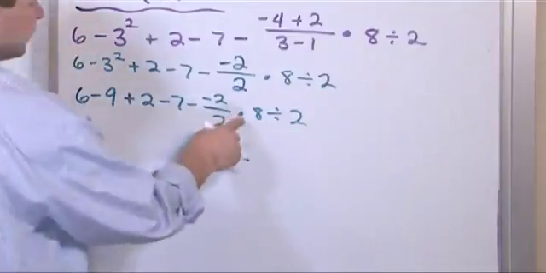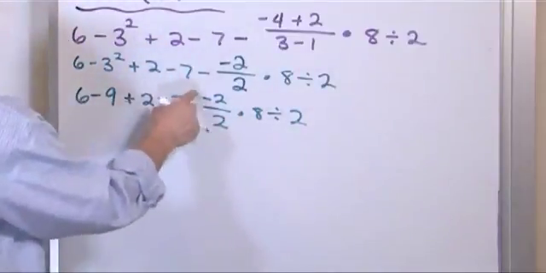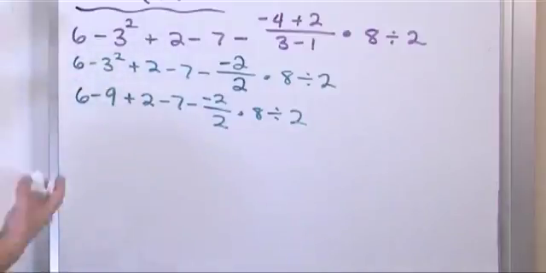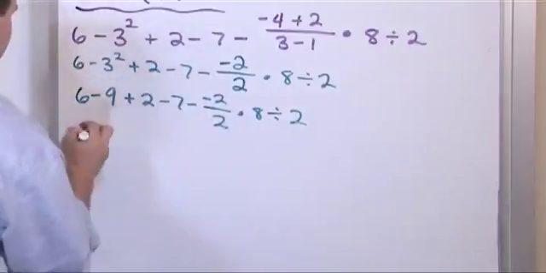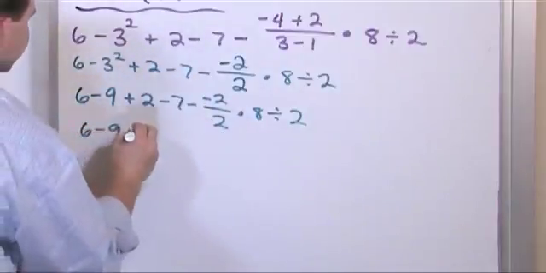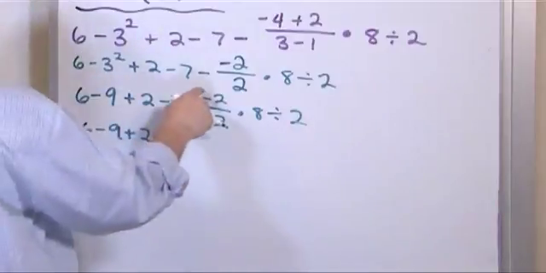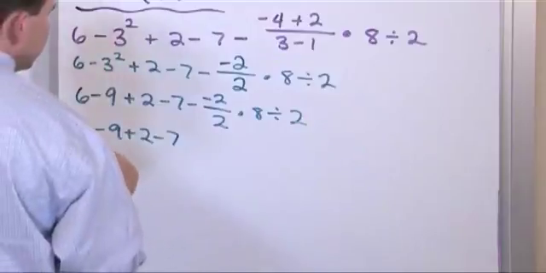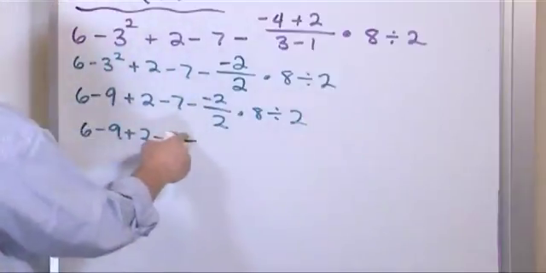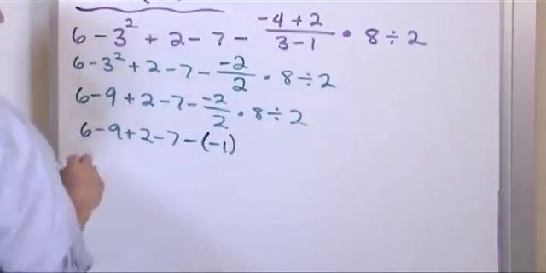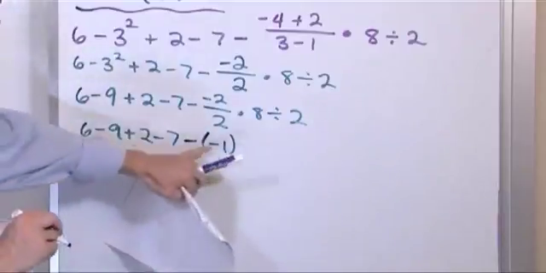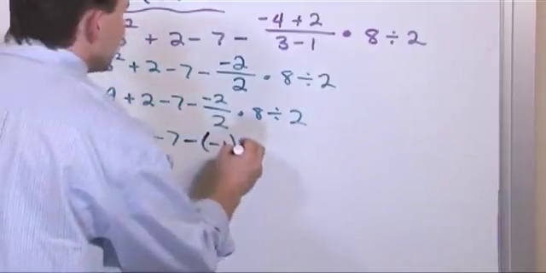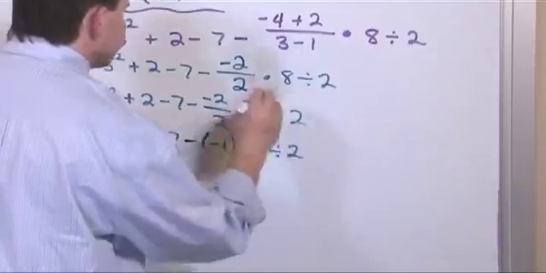But here we have multiplication and division, but don't forget that this fraction is really division also. So if we're going to work left to right, we need to start here. 6 minus 9 plus 2 minus 7. Negative 2 divided by 2 is negative 1. So we have this negative from here, negative 1. Let's just leave it clear like that. 7 minus negative 1 comes from here, times 8 divided by 2.